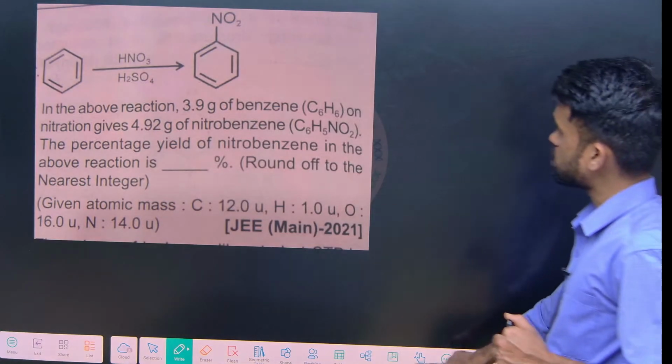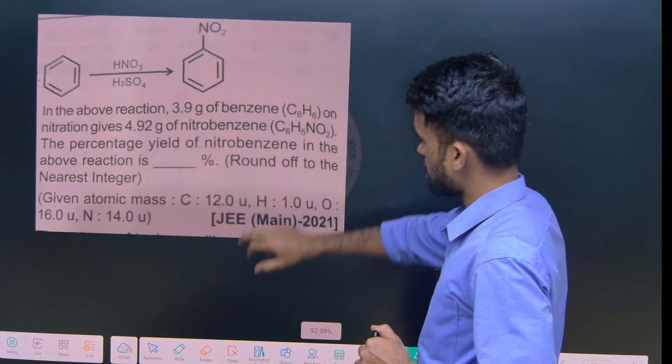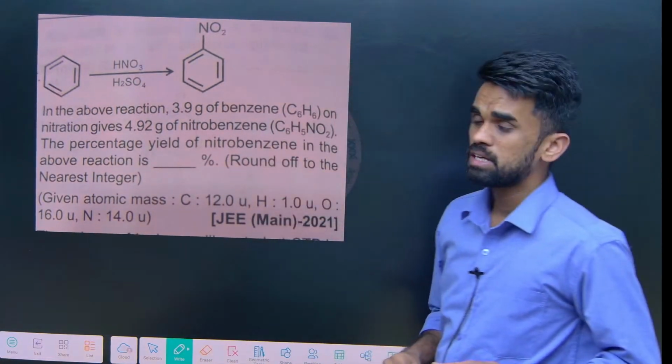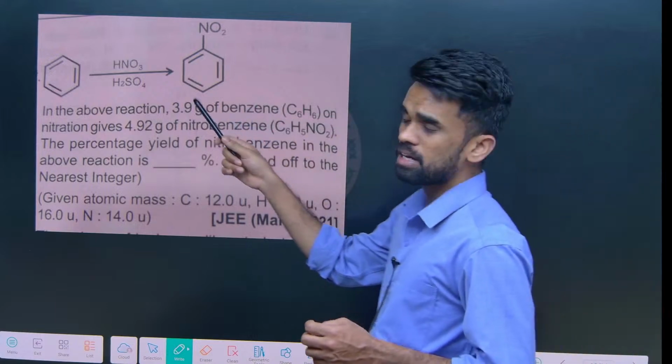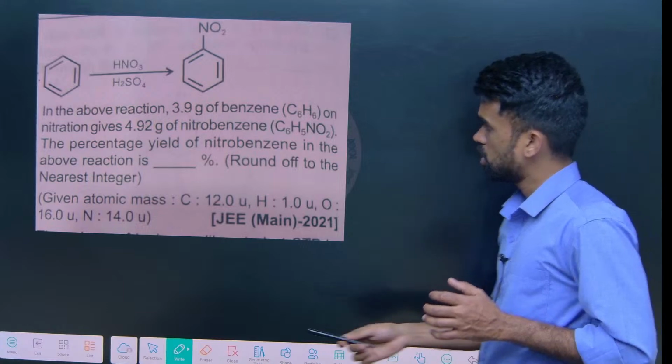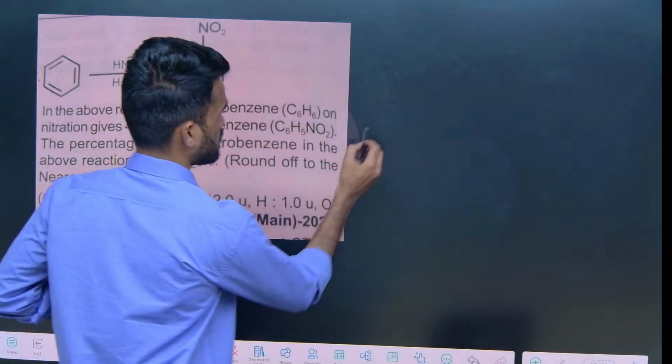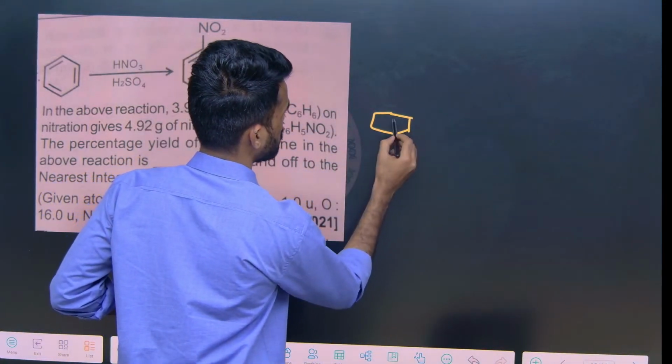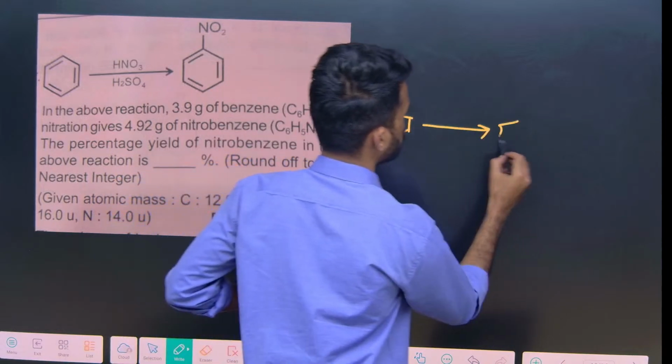Yeah, can you try this question? Can you try this? Again, this is from JEE Mains only. Benzene is nitrated. Upon nitration of benzene, we will get nitrobenzene. In the above reaction, what is converted? Benzene is converted into nitrobenzene.